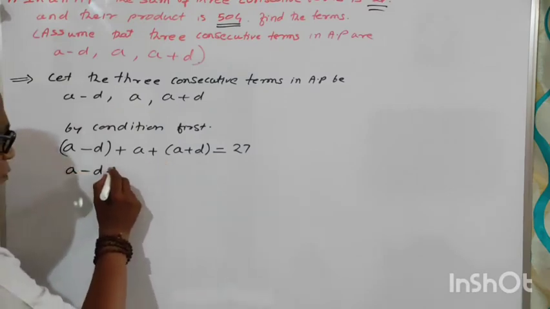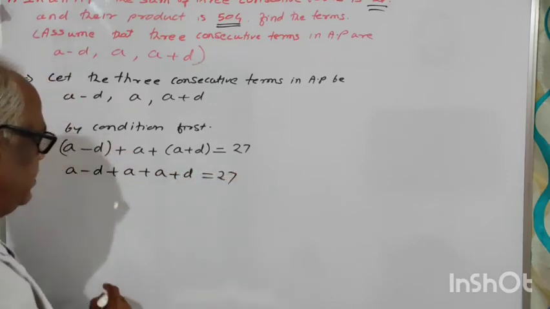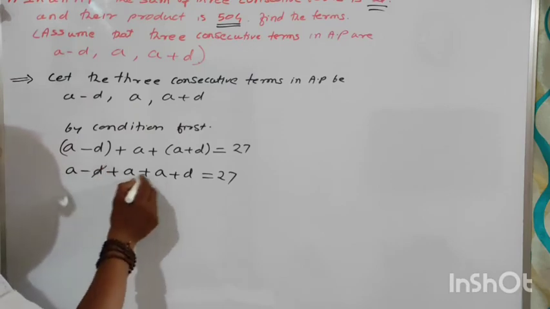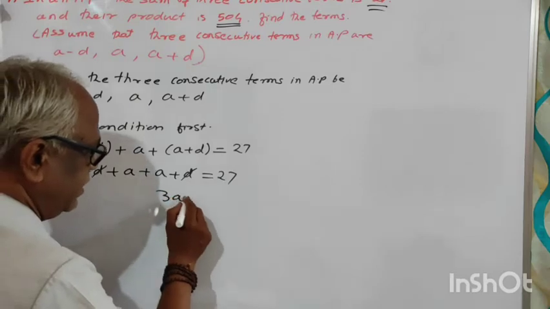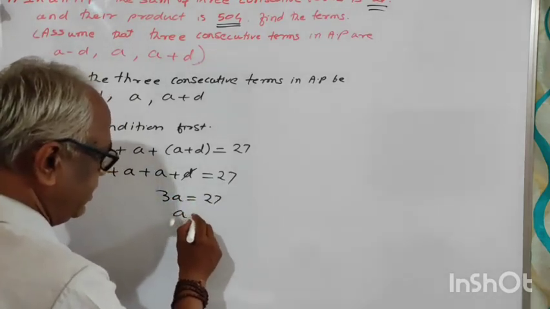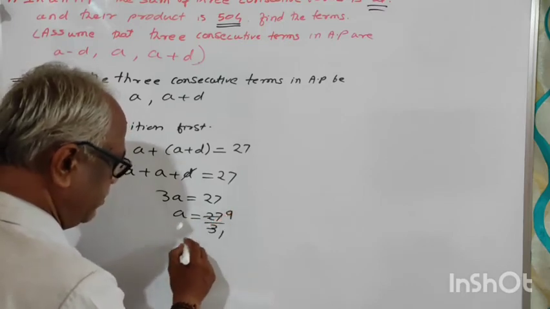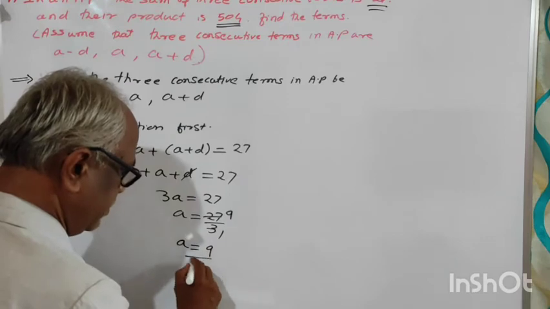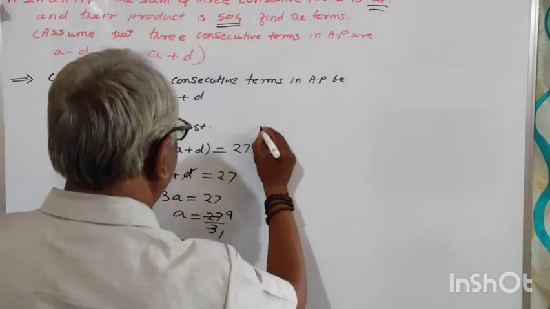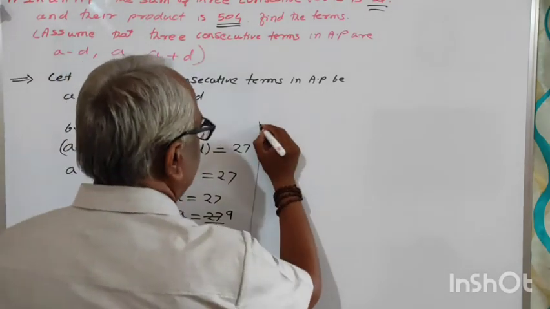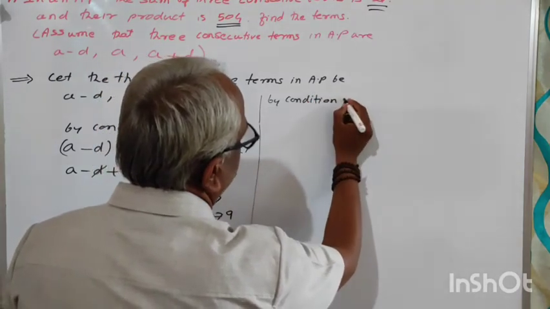a minus d plus a plus a plus d is equal to 27. Now plus d minus d cancel, a plus a plus a, that is 3a is equal to 27. Then a is equal to 27 upon 3, 3 ones are 3, 3 9s are 27, a is equal to 9. Now second condition is given, by condition second.